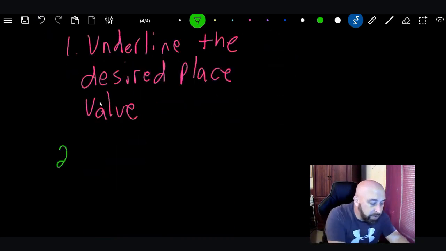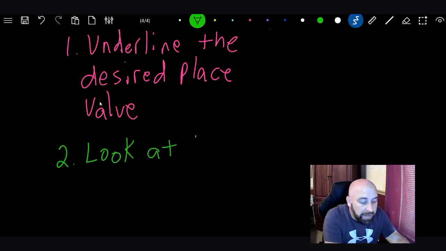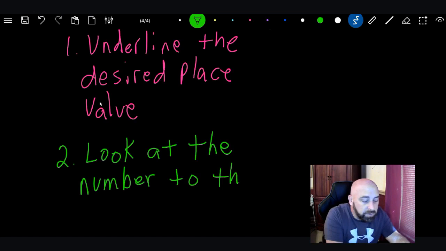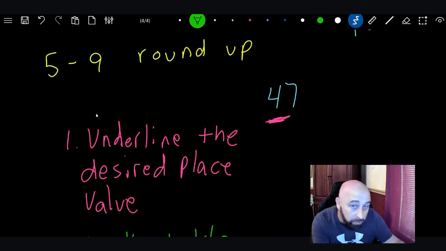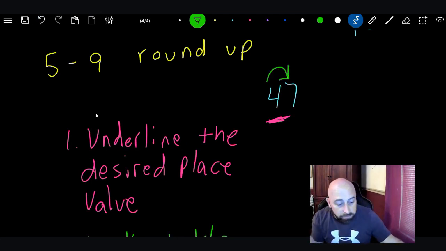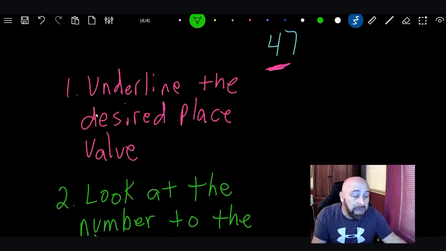The second thing we want to do here is look at the number to the right. What do I mean by that? Let's look at his next door neighbor to the right side. So what's the 4's next door neighbor to the right side? It's the 7. So look next door and say, hey, what's going on, neighbor? And we say 7. All right, so now what do we do?